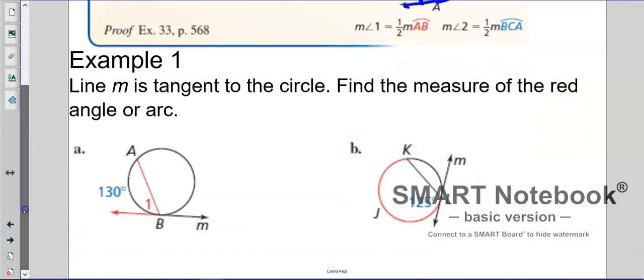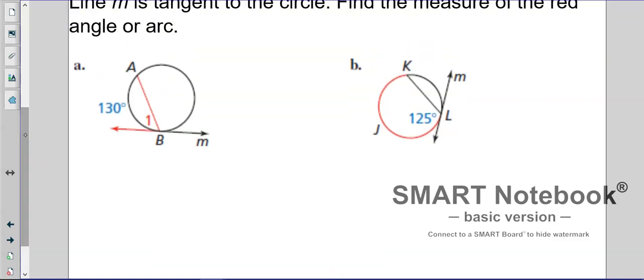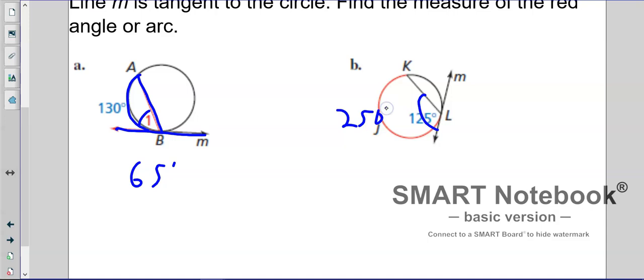Let's see how it works in action with real numbers. All right, so we have 130 for this arc right here. That means angle 1, since it is formed by this tangent and this chord, angle 1 right here is half of that, so 65 degrees. Now, this time, notice we have the angle measure of 125, which means this arc is 250.